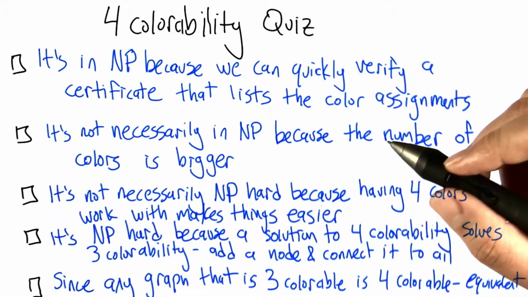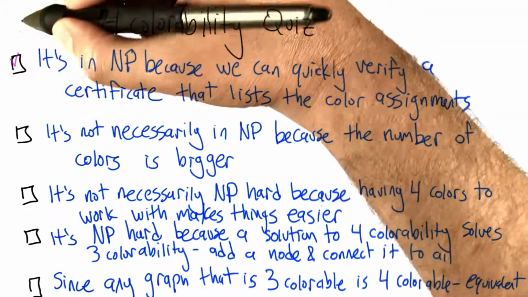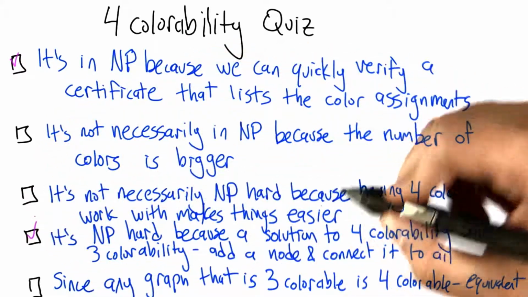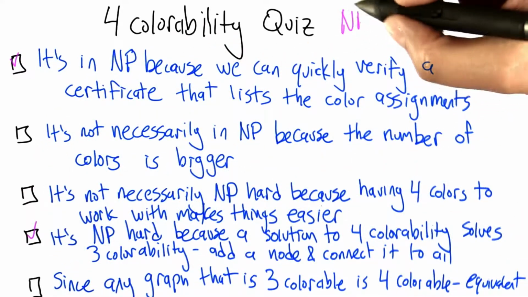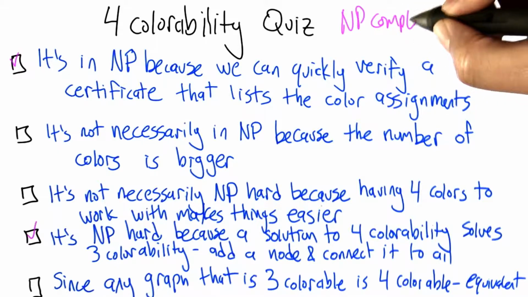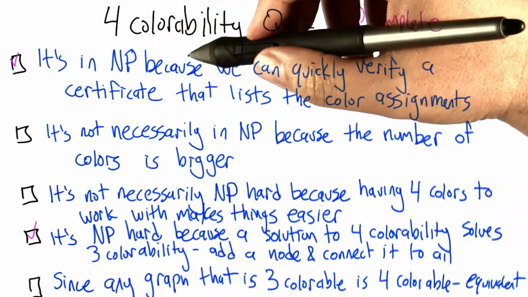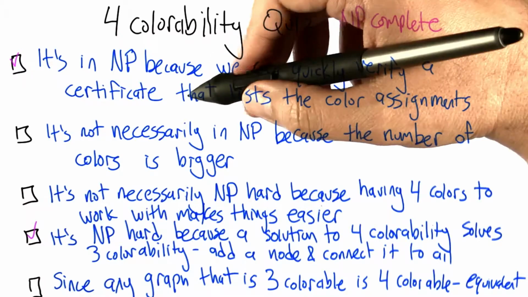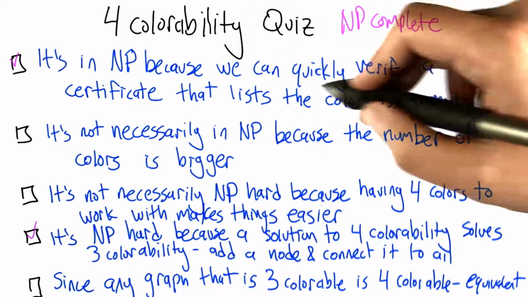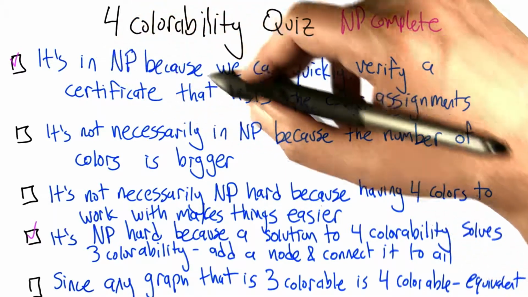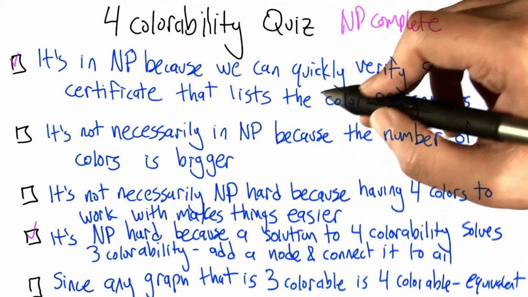All right, so the two choices are that it is in NP and it is NP hard, so it is NP complete. 4 colorability is NP complete. And the reasons are, well, so this one's true. We can, in fact, quickly verify a certificate that lists the color assignments. We actually did that in general already earlier in the unit. So yeah, 4 colorability is definitely in NP.